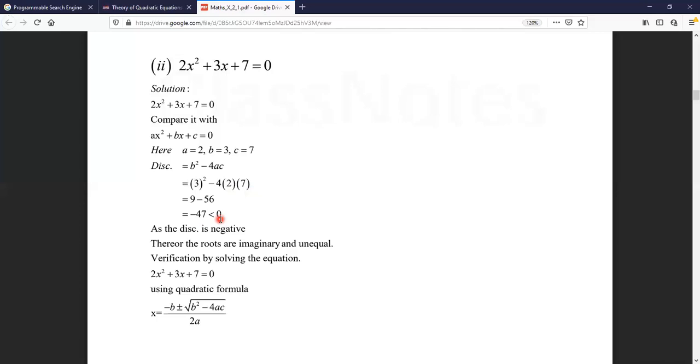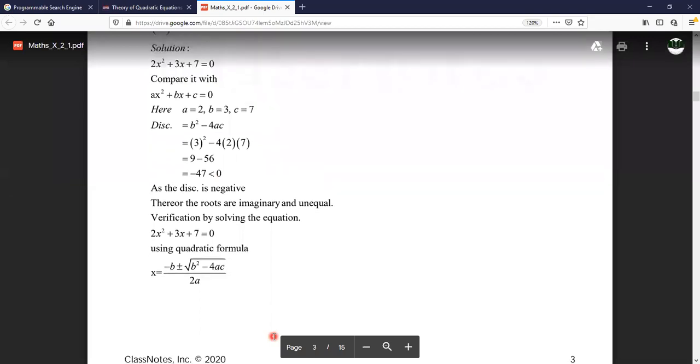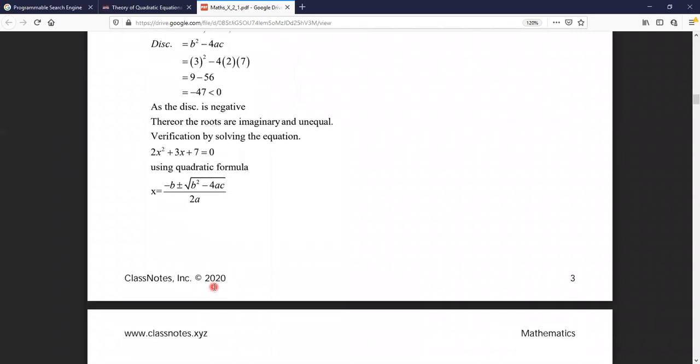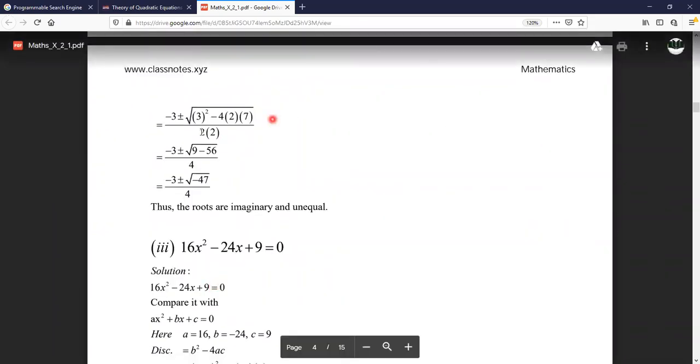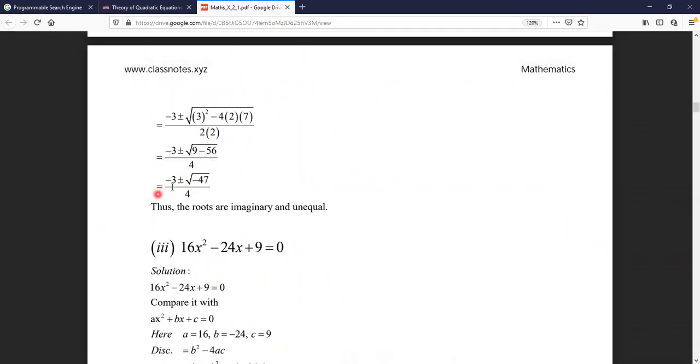When the discriminant is negative, what was the condition? We are not having any real roots, the roots are imaginary and unequal. So we will verify it by solving the equation. I'm going to solve the equation with the quadratic formula: minus b plus minus square root b square minus 4ac over 2a. Now I'm going to solve by putting in the values. I got minus 3 plus minus square root minus 47 over 4.